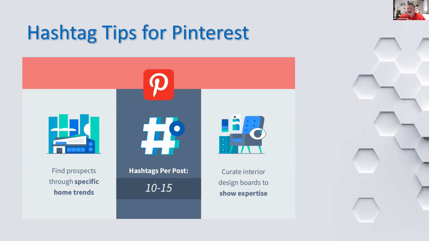For Pinterest, now I am not on Pinterest. My wife is. She loves that thing for cooking, for home organization, for all that stuff. But if you're on Pinterest, you can look for very specific areas, very specific home trends, for example, like we mentioned before. Pinterest, because of the lower usage or members compared to other social media sites, you want to put a decent number of hashtags in there, from 10 to 15. And you can also curate interior design boards to show off your expertise, or like we mentioned before, to show your knowledge of properties or other things, swimming pools, things like that.